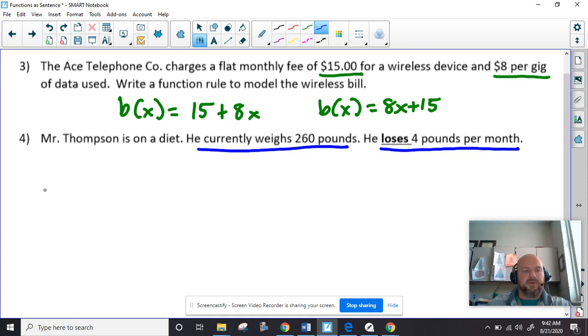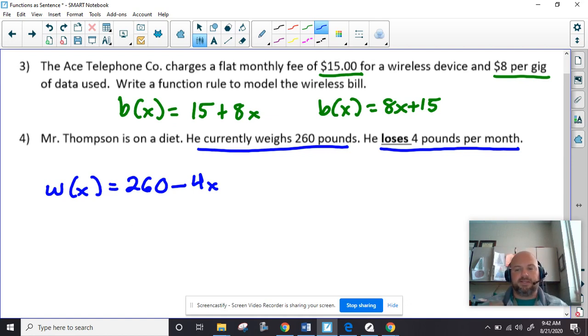All right. So we're going to actually do this as W of X. So weight. Okay. So he currently weighs this. Now loses is subtracting. So we're going to subtract 4 per X. Okay. So that's kind of what it is. He's losing 4 pounds per month. He starts at 260 minus however many months he's on his diet.